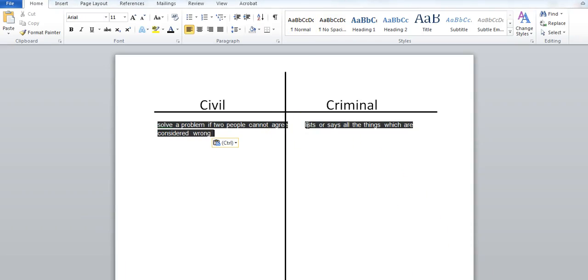Now, maybe a little too long. Let's see here. So it says lists or says everything which, let's just put everything that is wrong. Okay, so you should write that down right now for criminal on that side of the T-chart. So lists or says everything that is wrong.